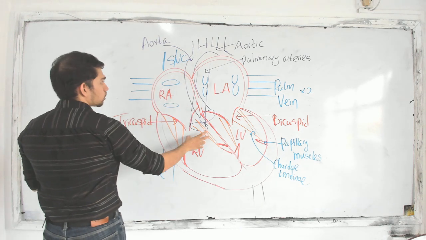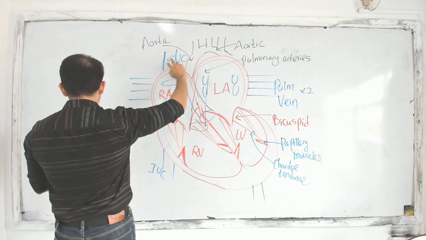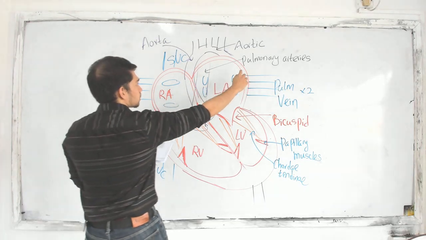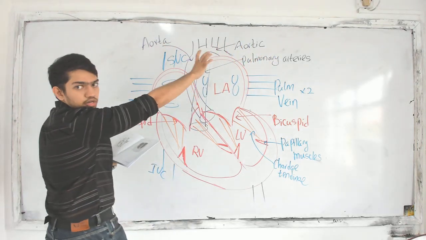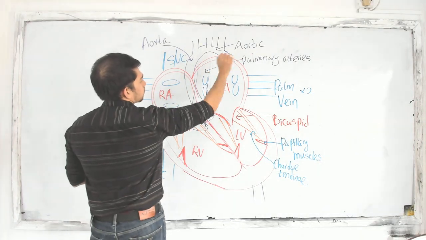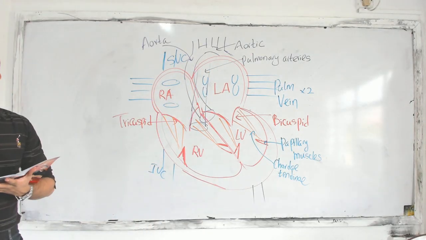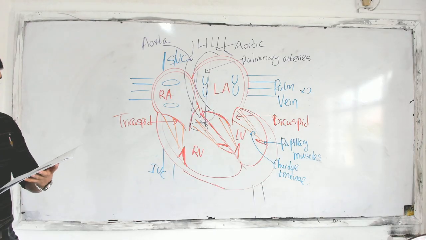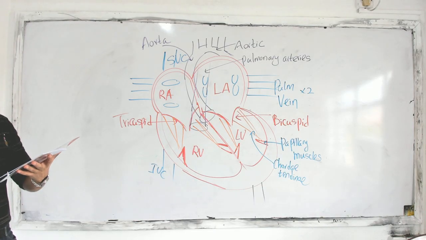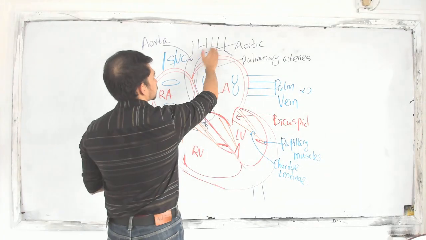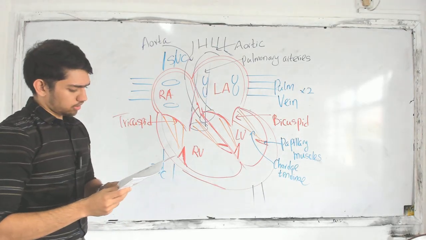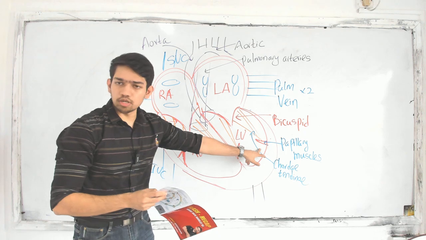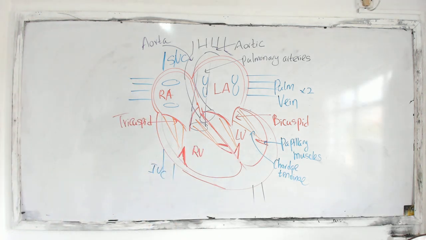Then the pulmonary artery dividing into 2. Here you can divide the pulmonary artery into left and right. Right? Divide the pulmonary artery into left and right. And what else? This is the aortic arch. Label it. And label the muscles, papillary muscles, and the cords suspending. Use my paper. Chordae tendinae. Right? Chordae tendinae.